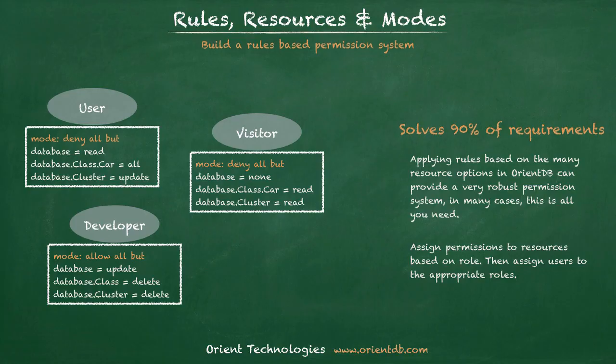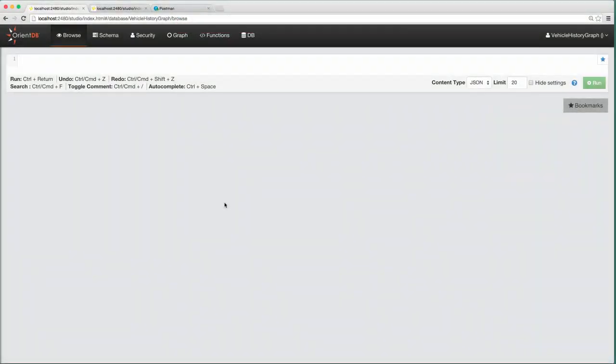Each role is assigned rules based on resources. You can specify rules on almost any concept in the database's model: classes, clusters, functions, schema, and more. Each role is assigned a main working mode where rules are defined as a deny all but or allow all but scenario. Let's take a look at user and permission management from Studio.